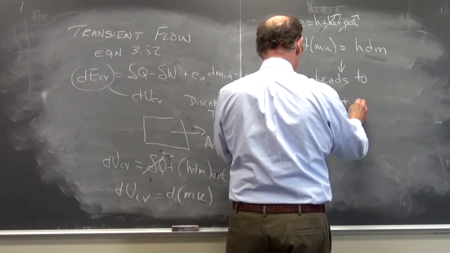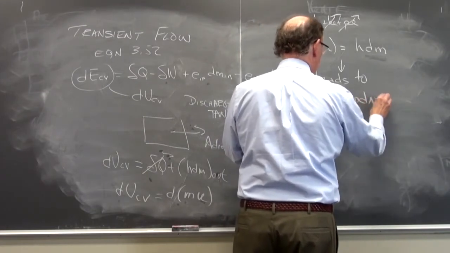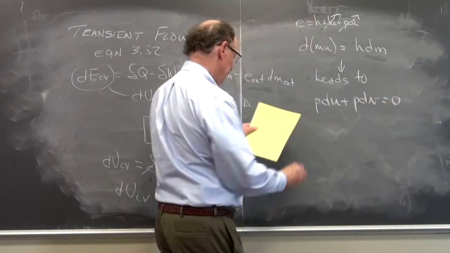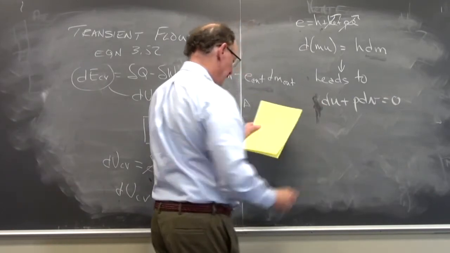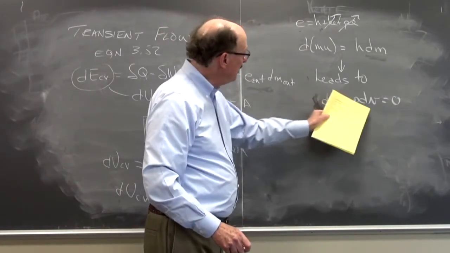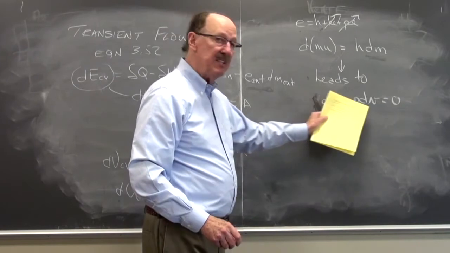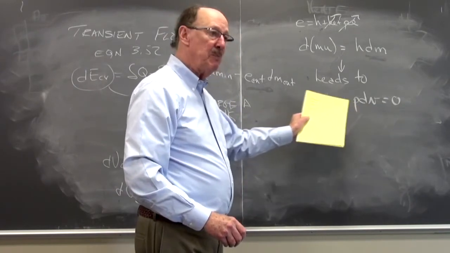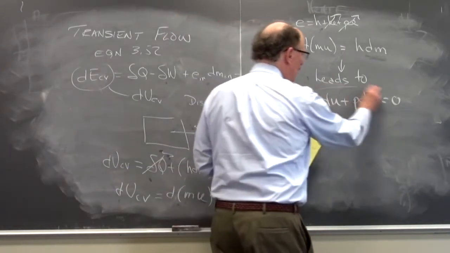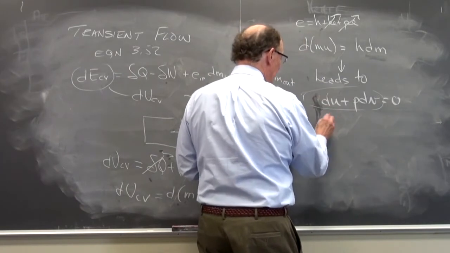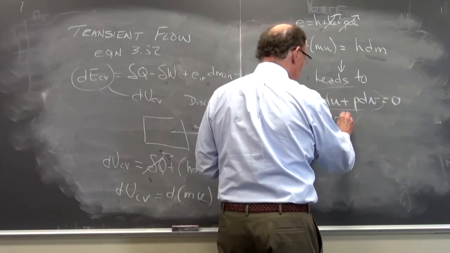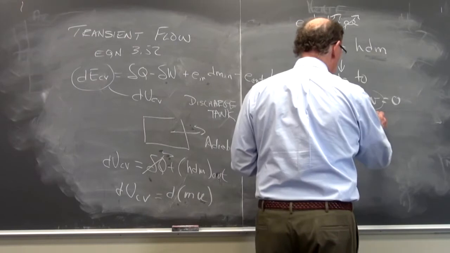So then if I play around with these equations, this leads to du plus p dv is equal to 0. du plus p dv is equal to 0. This is the reversible adiabatic. So this term designates reversible adiabatic.